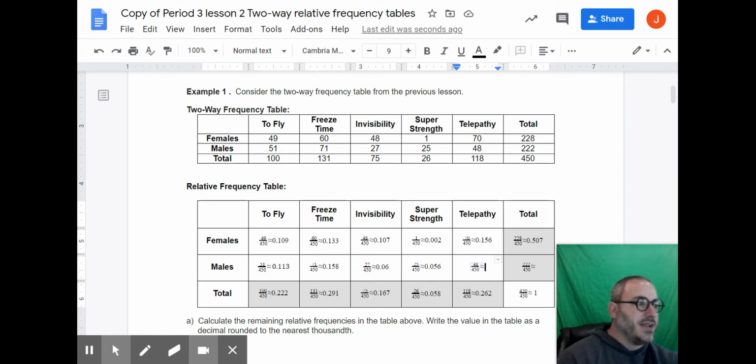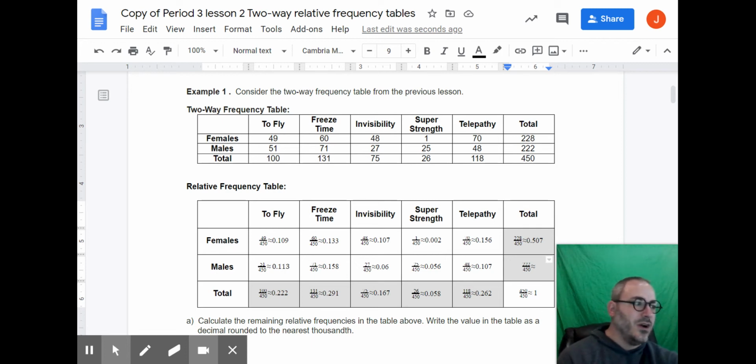All right, then I got 48 males that wanted telepathy. 48 males that wanted telepathy out of 450. Okay, so that's going to be 0.107 when I round that 6 up to a 7 because there's a 6 in the 10,000ths place. You see what I'm doing there? Hopefully you're feeling pretty good on this. And I have 1 left, thank goodness, because I am feeling like that was a lot of calculations there.